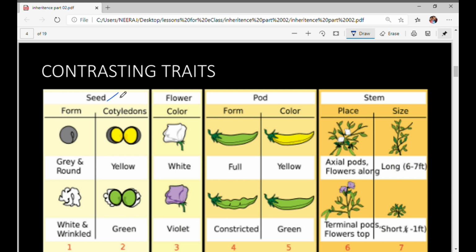Now, if we look at the contrasting traits, for the seeds, the form of cotyledons are gray, round, white, wrinkled; the yellow and green cotyledons; the flower type, white in color or violet flower. The pod types: the form is full or constricted, and the color yellow or green. Similarly, for the stem, the place where the flowers are is terminal and axial in position, and the size of the plant is tall and dwarf.